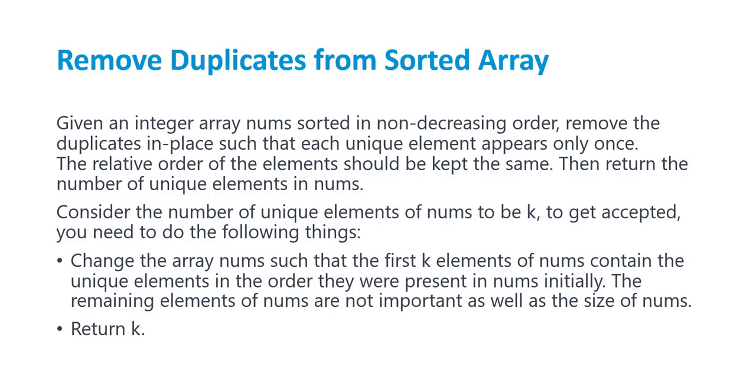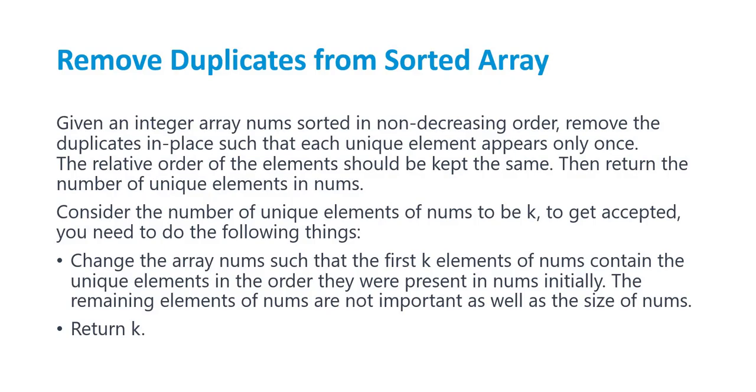This problem is saying: given an integer array nums sorted in non-decreasing order, remove the duplicates in place such that each unique element appears only once. The relative order of the elements should be kept the same, then return the number of unique elements in nums. Consider the number of unique elements of nums to be k.